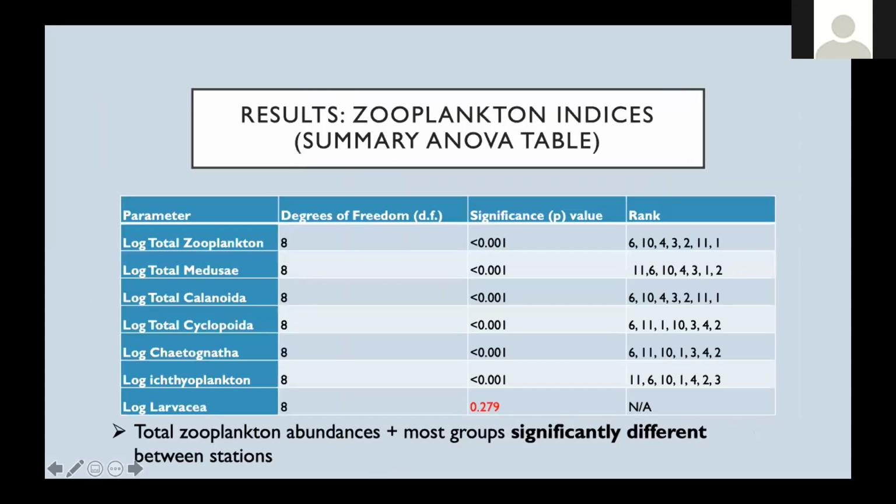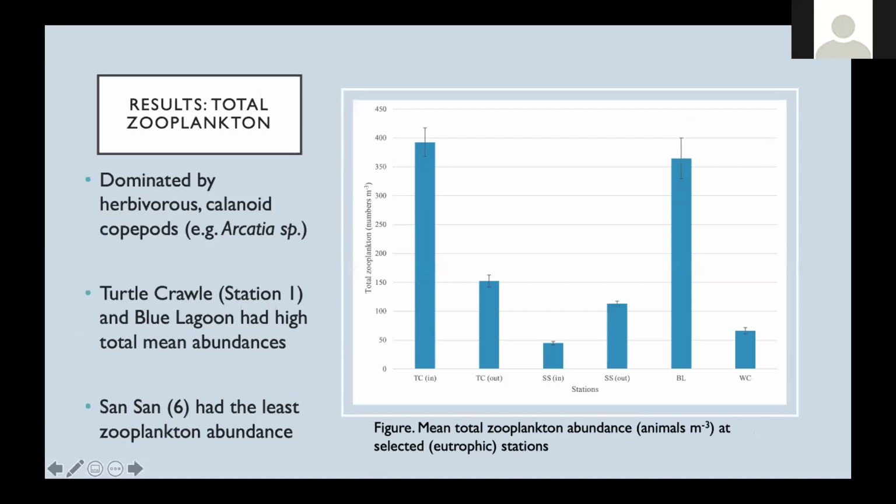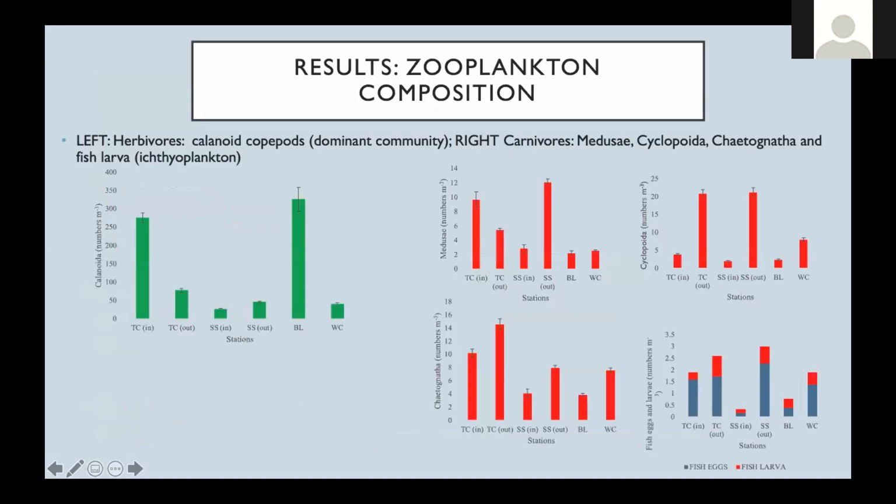With regard to the zooplankton, most of the zooplankton parameters indicated significant differences between the stations. The only parameter that did not indicate significant difference was the group Larvaceae, and that showed no visible trends. And with regard to the total zooplankton abundances, the total abundances were dominated by the herbivorous calanoid copepods at most stations. Stations such as Blue Lagoon and Turtle Crawl again had high zooplankton abundances, and Sansan had the least abundances.